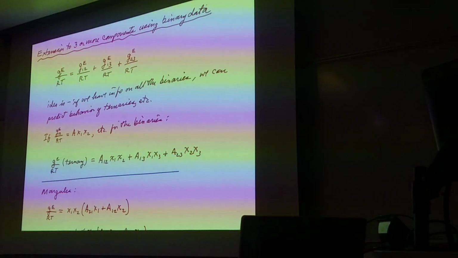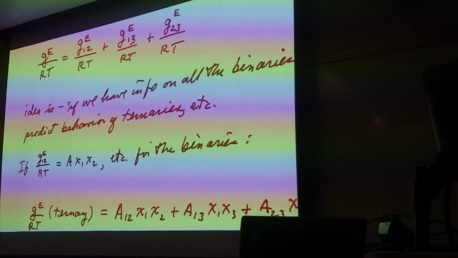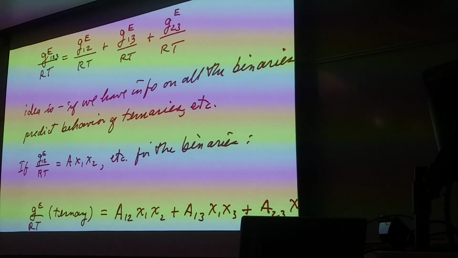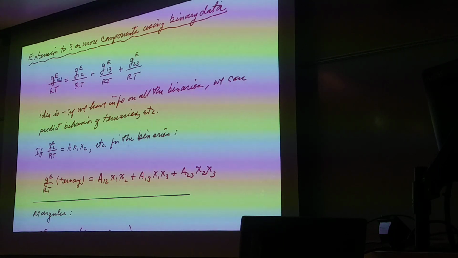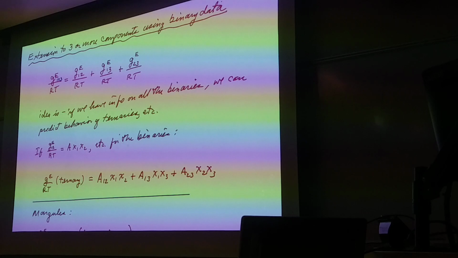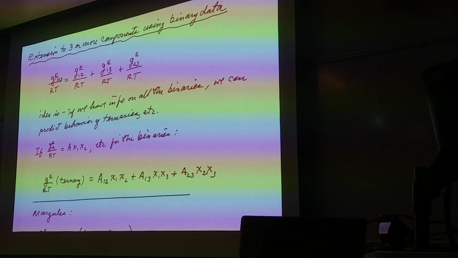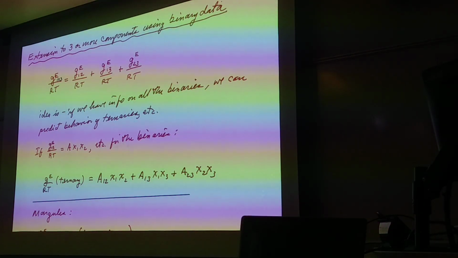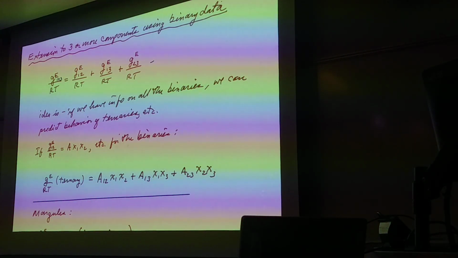I can do it in terms of the excess Gibbs energy. If this is the excess Gibbs energy for a ternary, I can put a subscript 1, 2, 3 on it. It turns out I can write it as the sum of the corresponding binary interactions that exist in that ternary solution. So I have an excess Gibbs energy for the binary 1,2, the binary 1,3, and the binary 2,3. The total interaction in the ternary solution can be put together as the sum of those three binary interactions.